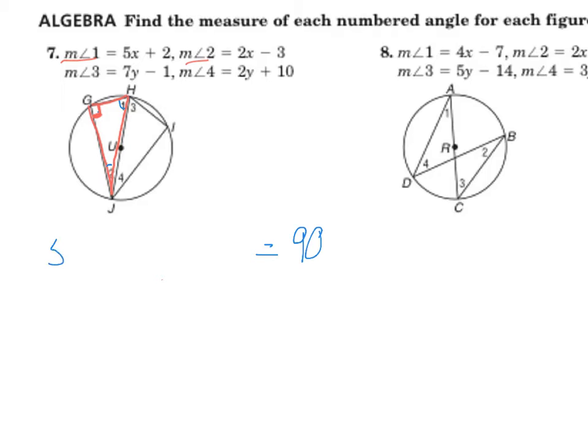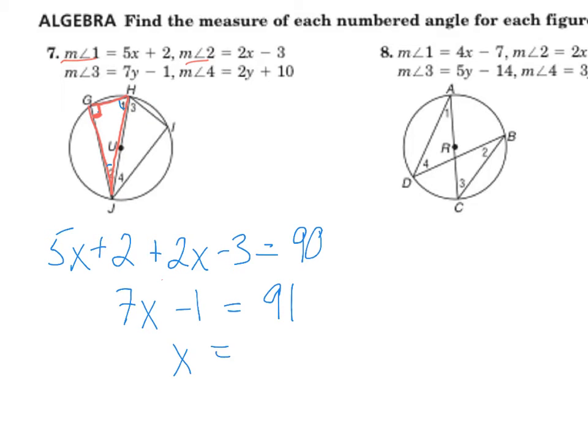So what I'm going to do is take those two expressions that they give me, that 5x plus 2 and the 2x minus 3, add them up and set them equal to 90. So that's going to give me 7x minus 1 equals 91. So it looks like x equals 13. Then you're going to use a similar method to solve for y, all right, except now your right triangle is on the other side of my circle.